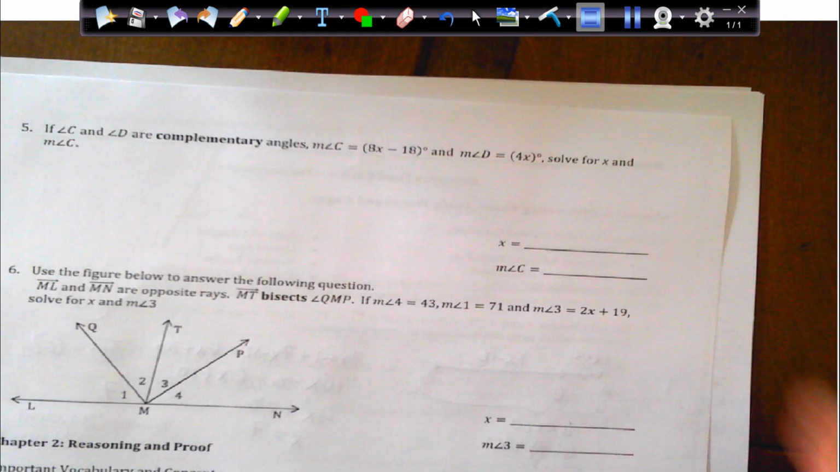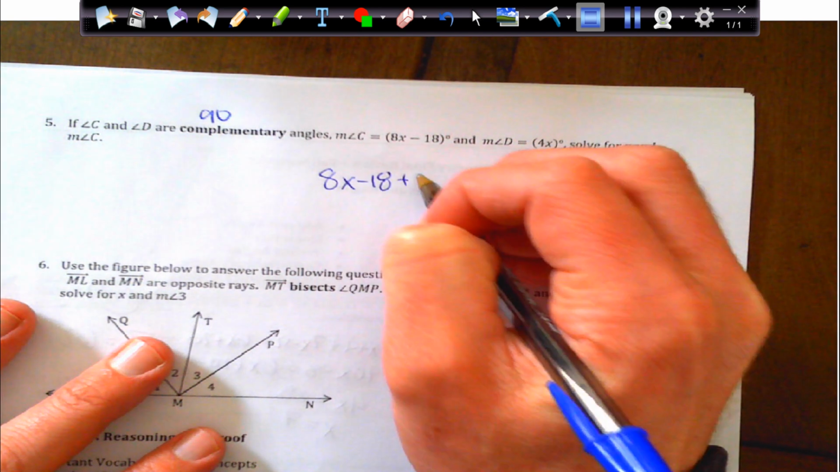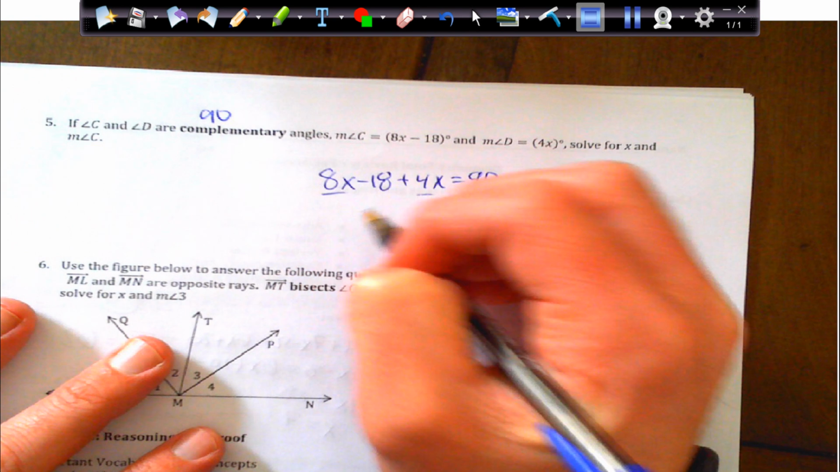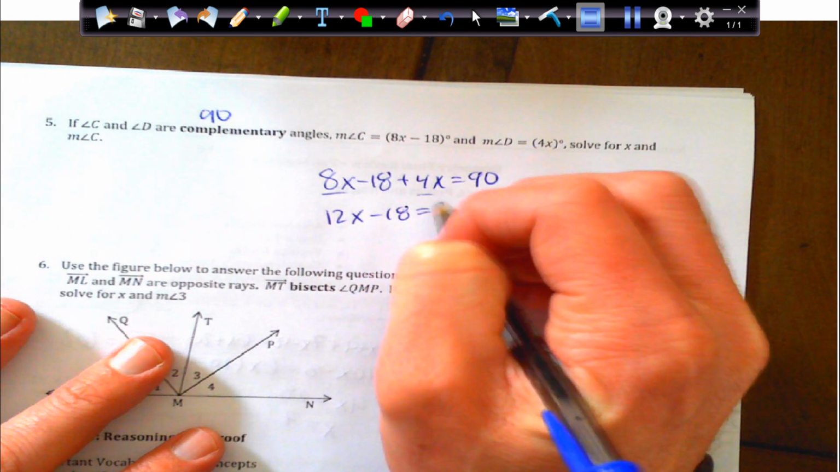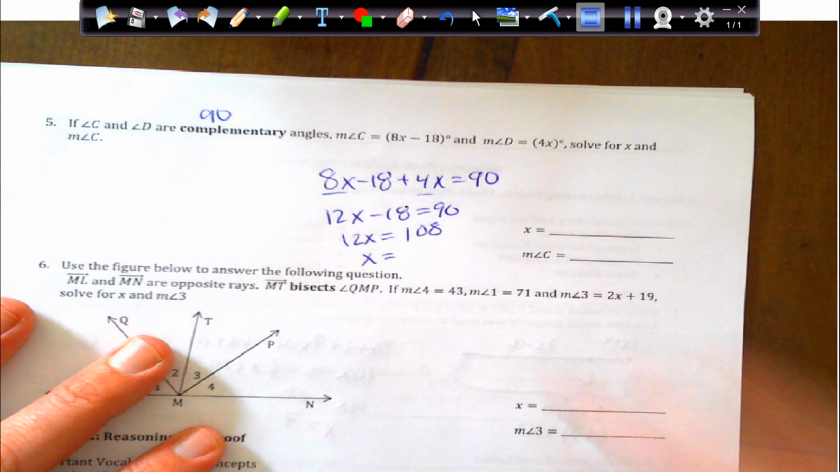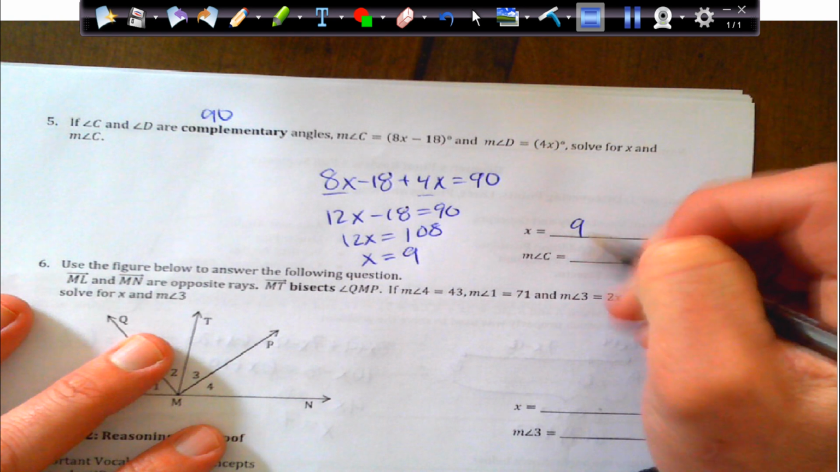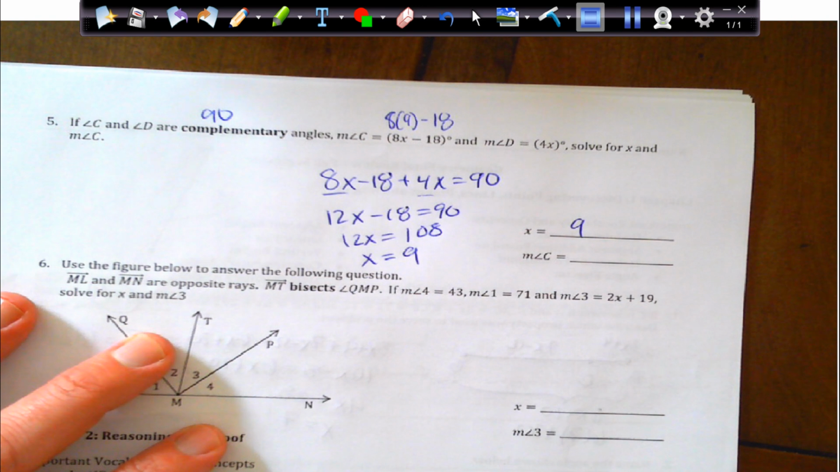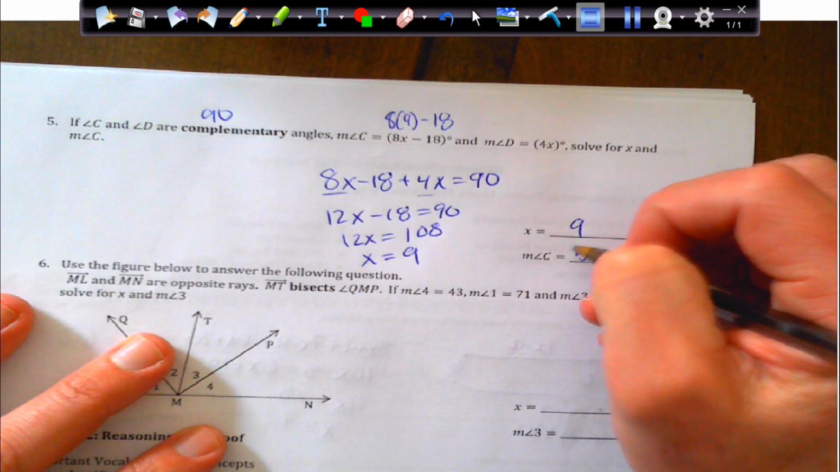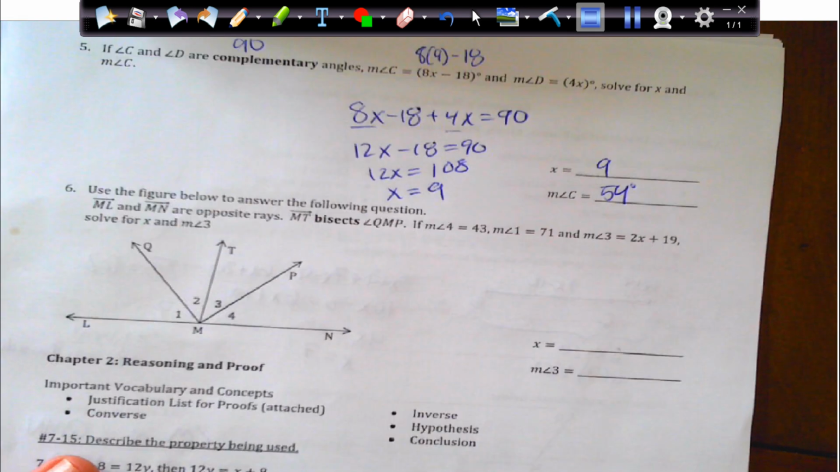Number 5. Complementary definition means add to 90. So we're going to add C and D and add them up to 90. Okay, so 4x and 8x makes 12x. Move the 18 by adding it, so that's 108, and then divide by 12, and that goes in to 9, and then find angle C, so that's just going to be 8 times 9 minus 18, and that should give me about 54 degrees. Okay, all right, cool.